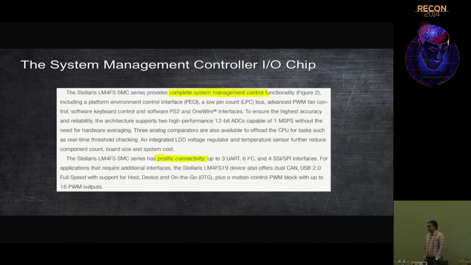Now, this new model is from TI, Texas Instruments, and it's called the Stellaris. And there's a single public white paper on it that says this chip provides complete system control, and it has prolific connectivity. I thought that sounds like a really good chip to run some code on. So they really market it as this chip can access everything you could dream of.